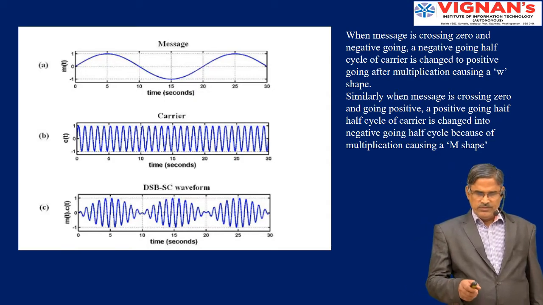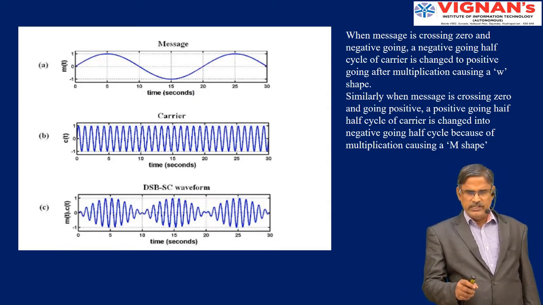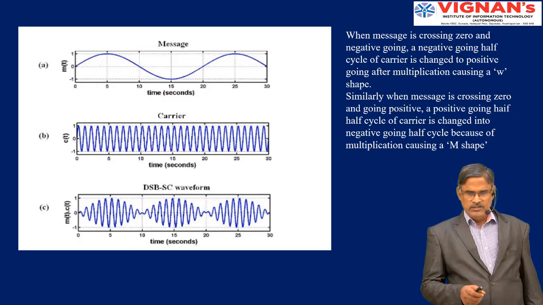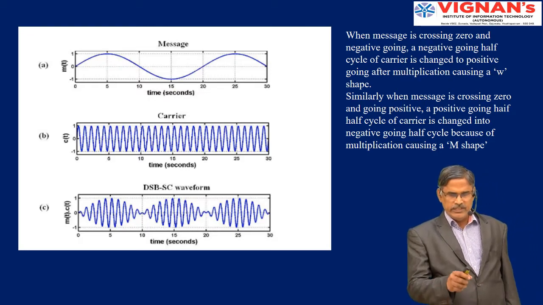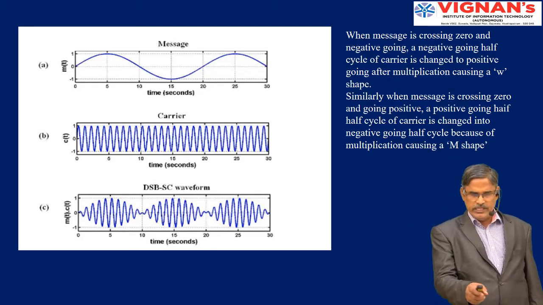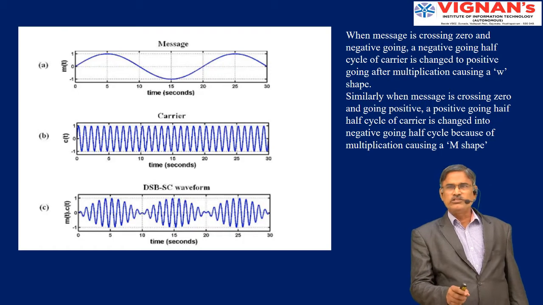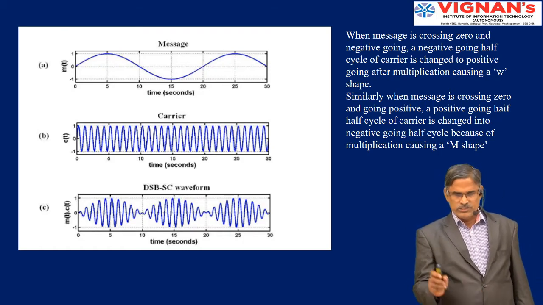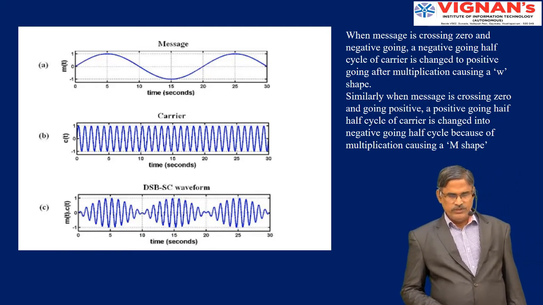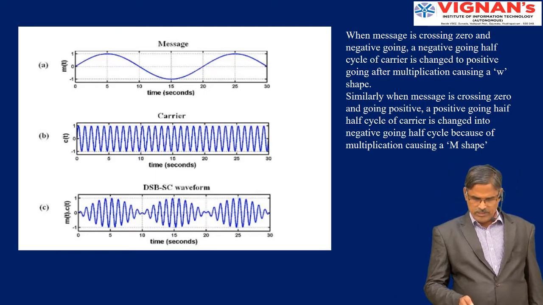Here, the positive cycle of the carrier remains a positive cycle and the negative cycle of the carrier remains a negative cycle. But before that, the change was there. The positive cycle of the carrier was negative and the negative cycle of the carrier was positive. This changeover takes place whenever the message signal crosses 0 and goes positive. And during the positive cycle of the message signal, all the carrier positive half cycles remain positive half cycles. So this is the phase reversal problem which you can see in your laboratory experiments.